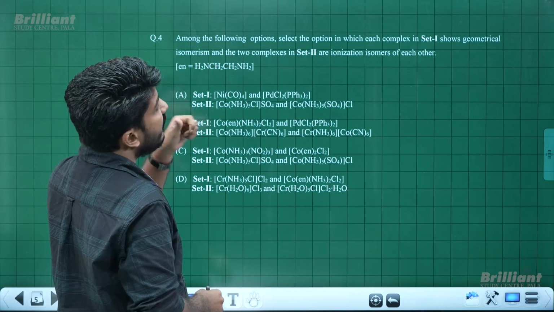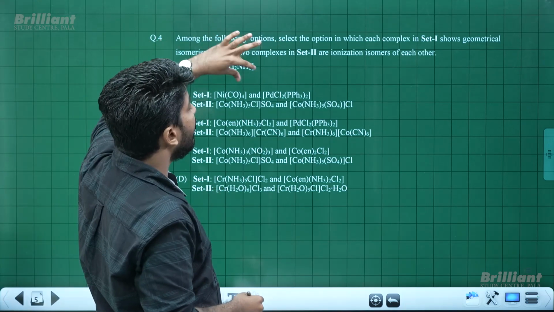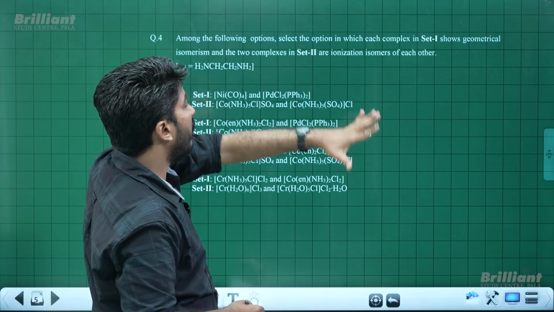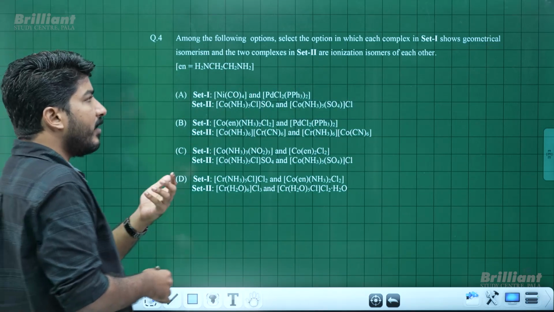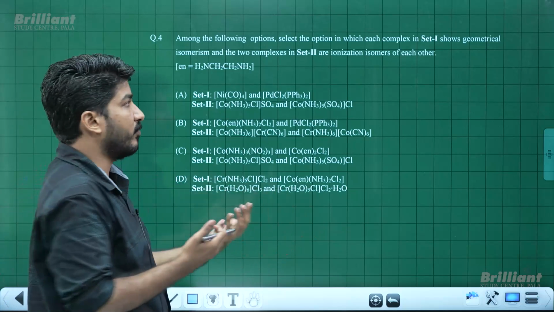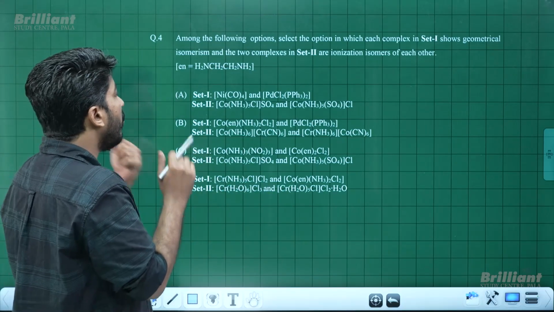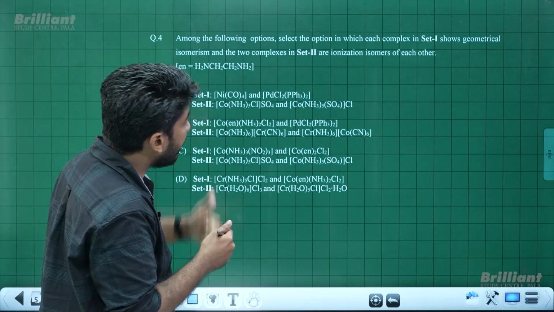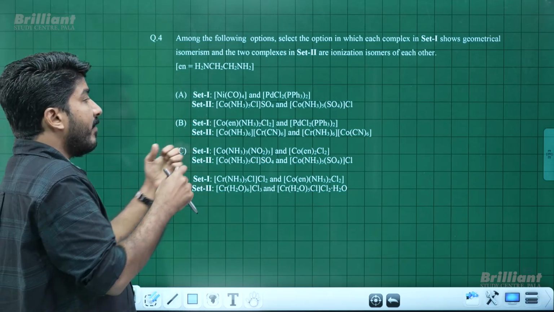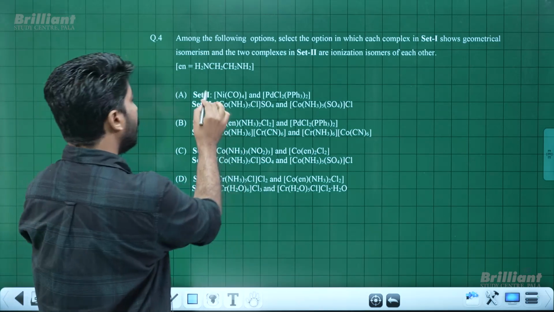So they are asking us to identify the option where both the compounds of set 1 can show geometrical isomerism. Geometrical isomerism could be either cis-trans isomerism or like facial meridional isomerism. One of those isomerisms is shown by both the complexes of set 1, and the second set, they are ionization isomers of each other, right? So let's move on to the first option.